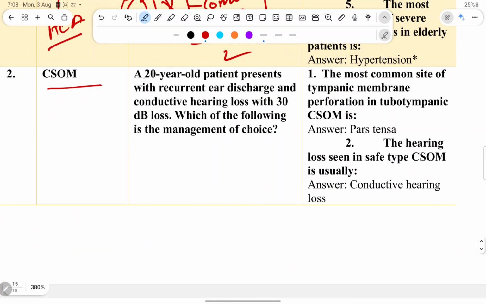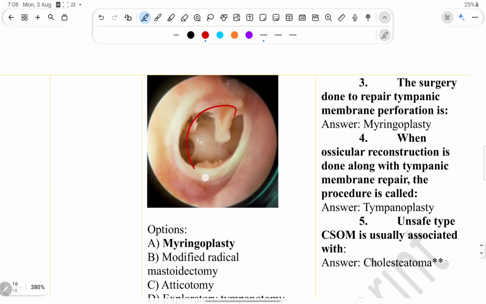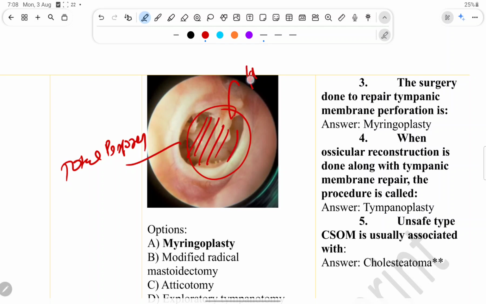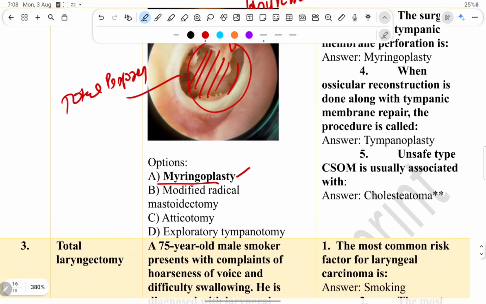Okay, next. A 20-year-old patient presents with recurrent ear discharge and conductive hearing loss of 30 decibels. Which of the following is the management? Let's see the options. Total perforation is present. For total perforation, we have to repair it, and that is called myringoplasty. Myringoplasty is a repair. Modified radical mastoidectomy is a clearance.